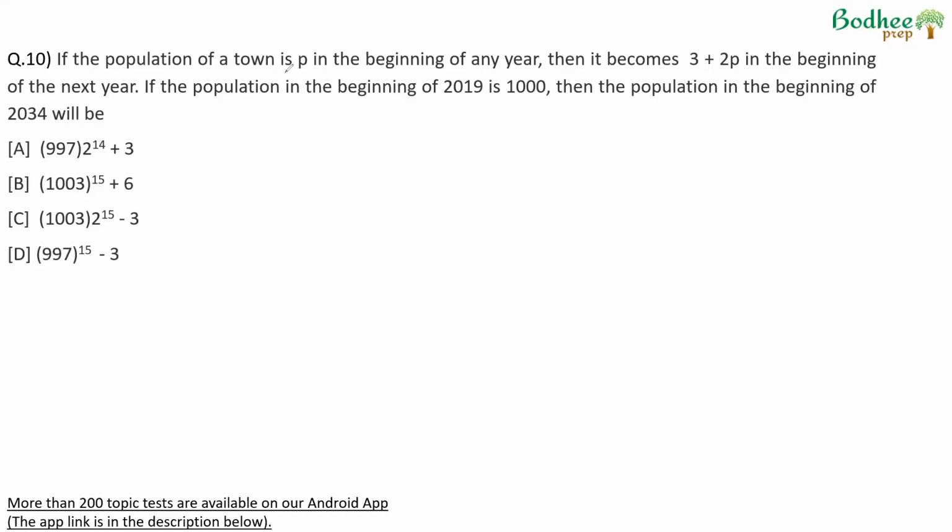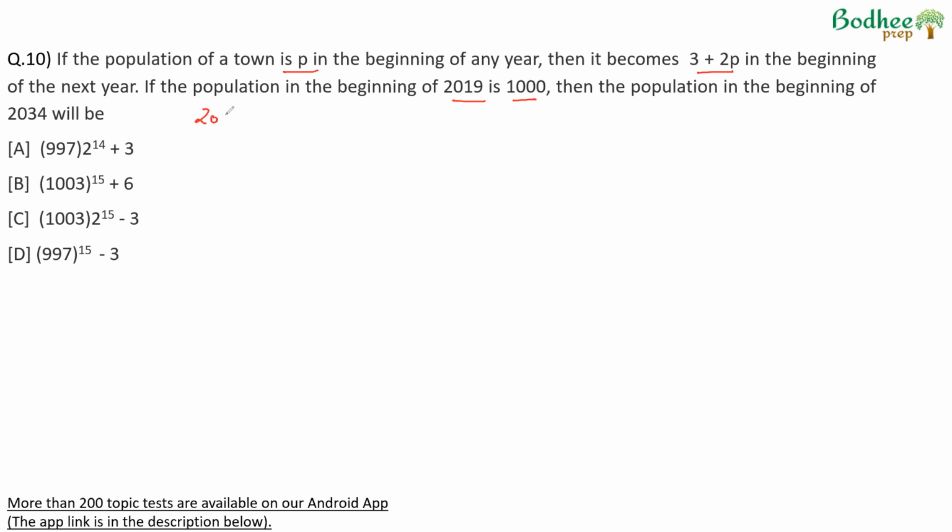If the population of a town is P in the beginning of any year, then it becomes 3 plus 2P in the beginning of the next year. If the population in the beginning of 2019 is 1000, then the population in the beginning of 2034 will be. There are 4 options given. So what I will try to do is I will use this P and try to form an expression which is similar to the options, and then solve.